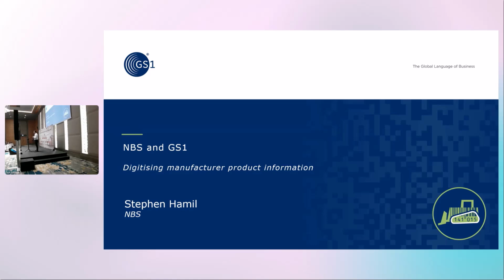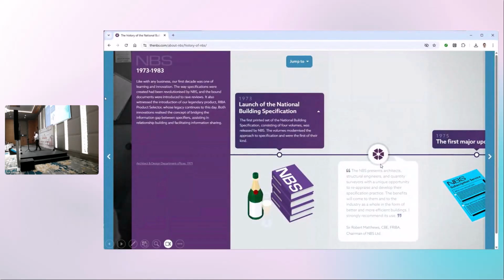And what I mean, so NBS Source, if I can go to the next slide. There you go. So NBS is also 51 years old, very similar to GS1 UK. They were established in 1973 and launched the National Building Specification. That's what NBS stands for. So we have been in touch with NBS for at least 2 years to start these collaborations.